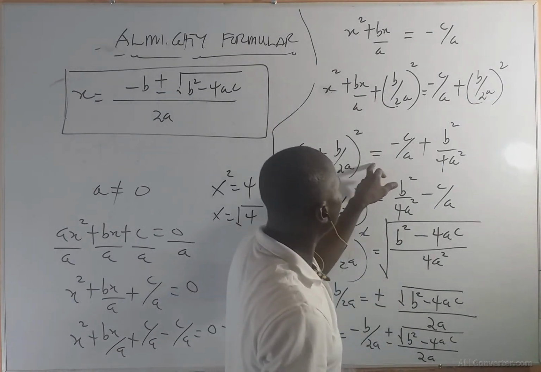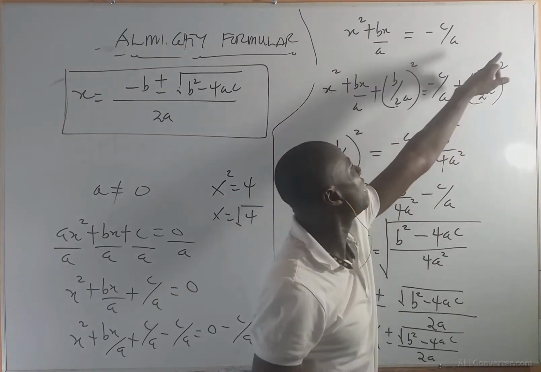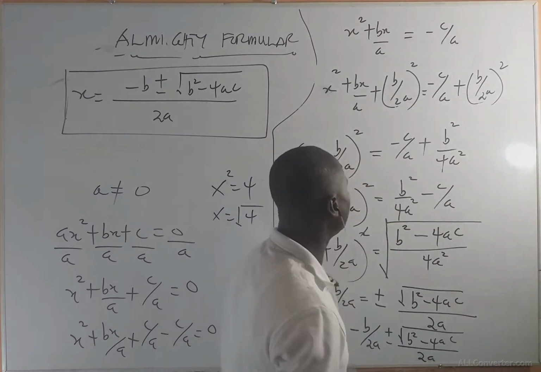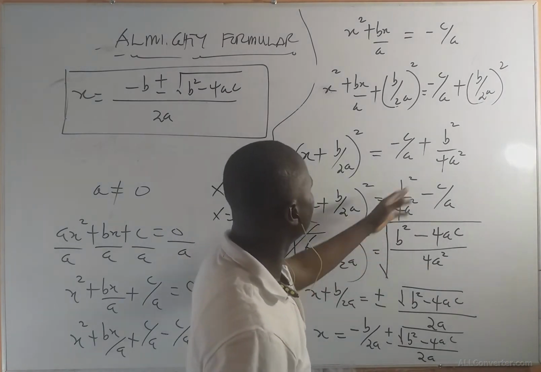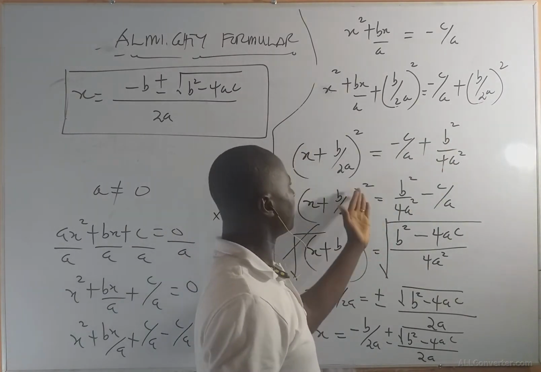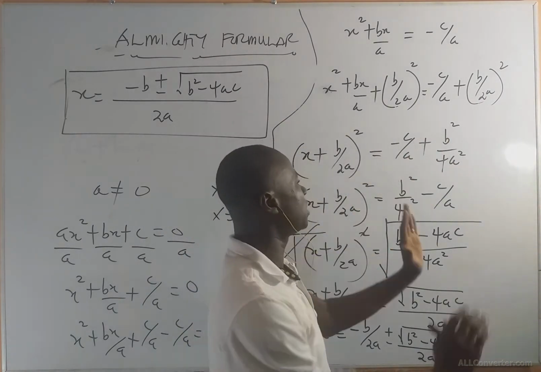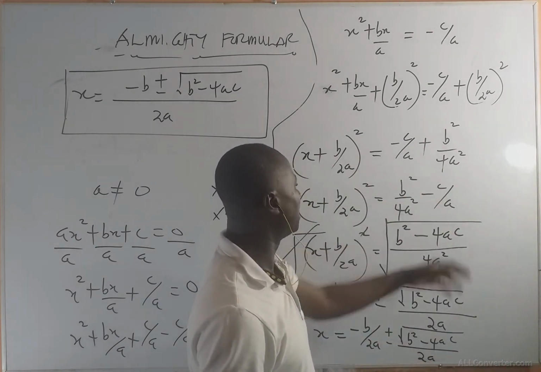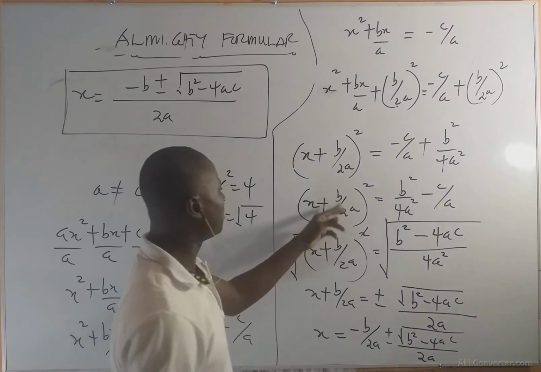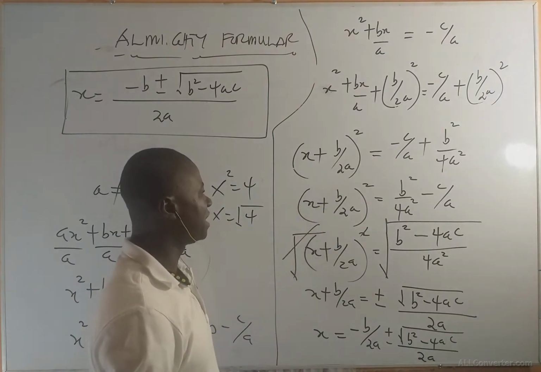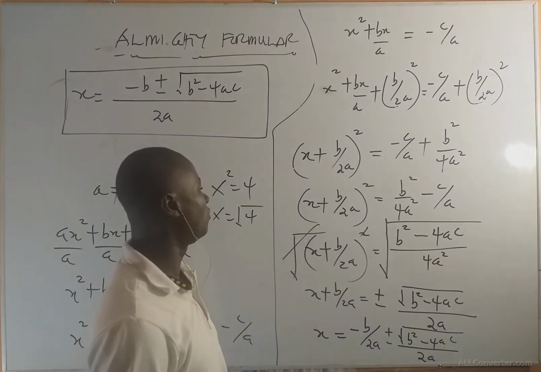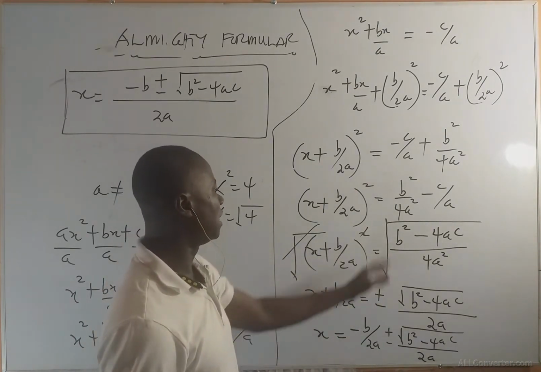And this will be equal to minus c over a plus b squared over 2 squared, which is 4, then a squared. So we have 4a squared. And when you get here, you can bring the b squared over 4a squared first, then you take this there. No sign will change because we are still on the right-hand side. So we have b squared over 4a squared minus c over a. Now, if you have x plus b over 2a, we are trying to make x the subject. So we have to do away with the square by taking the square root of both sides so that the square will be gone.